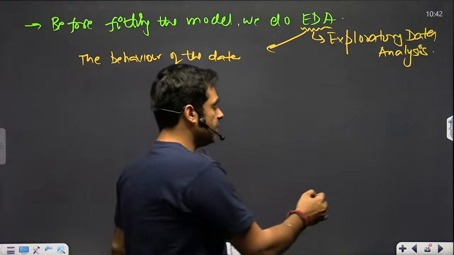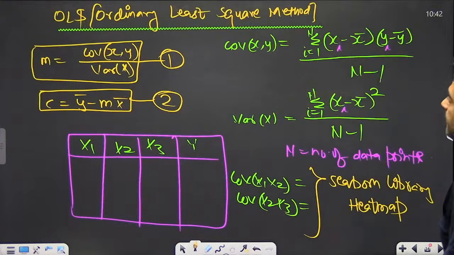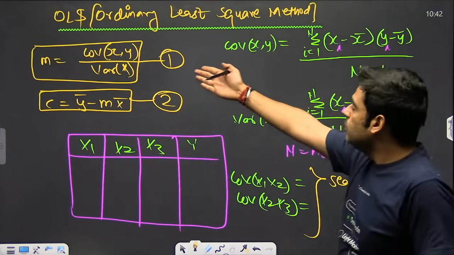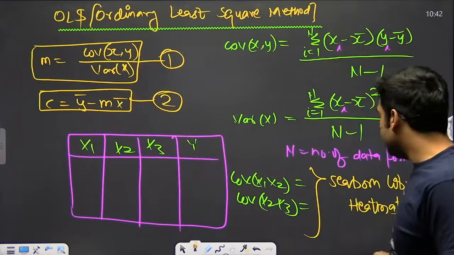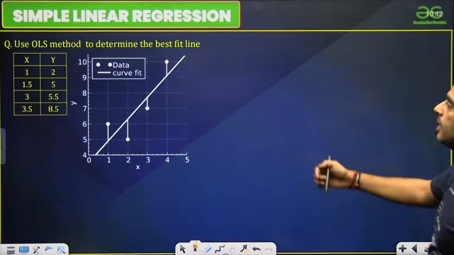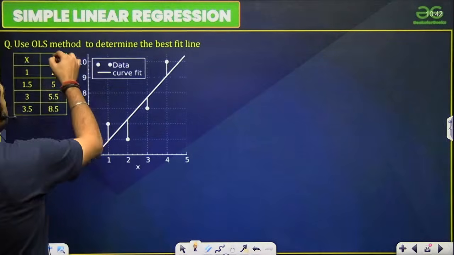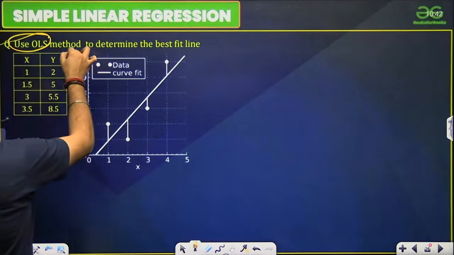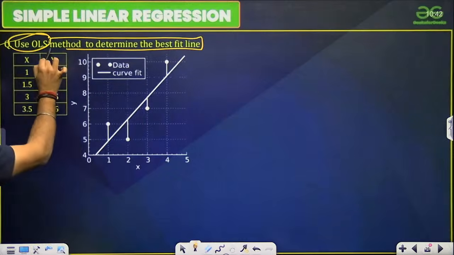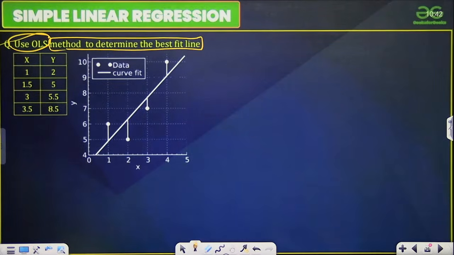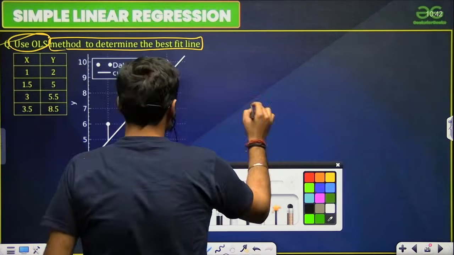Okay, so I would be switching again to the formulas that are important for GATE. Based on this, let us try this question. Using the OLS method, determine the best fit line.